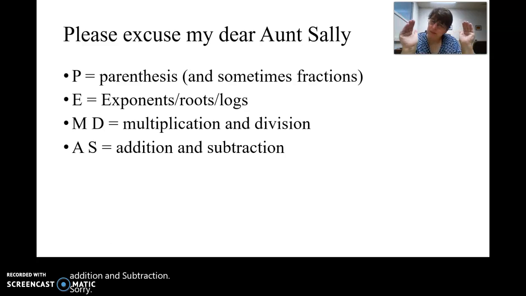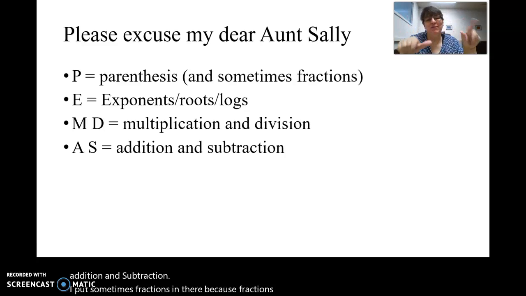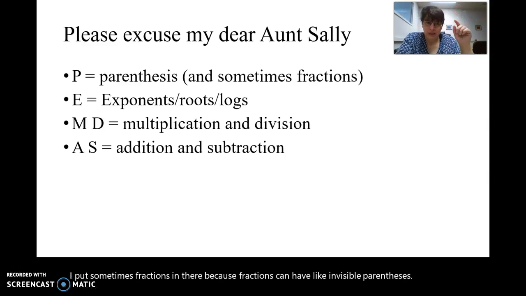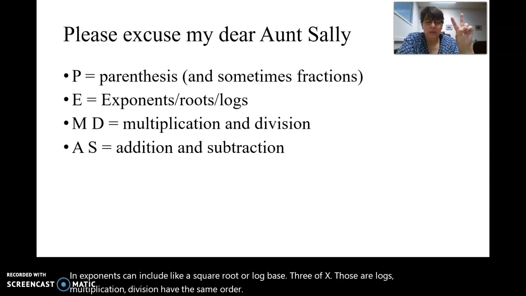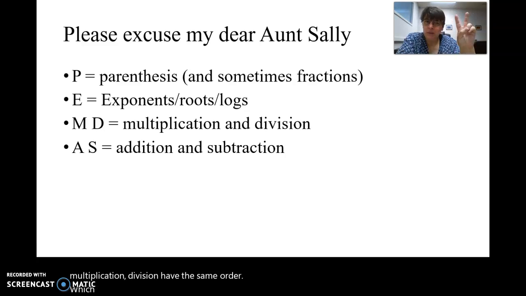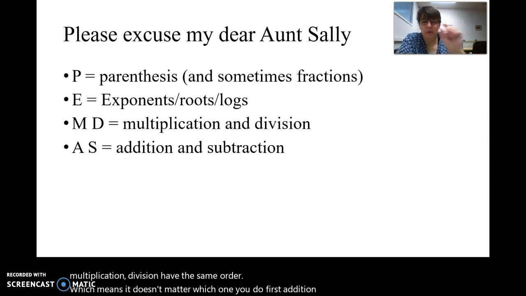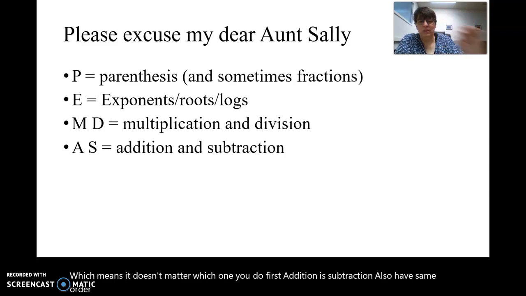I put sometimes fractions in there because fractions can have invisible parentheses. And exponents can include a square root or log base 3 of x. Those are logs. Multiplication and division have the same order, which means it doesn't matter which one you do first. Addition and subtraction also have the same order, so we just pretty much do those left to right.